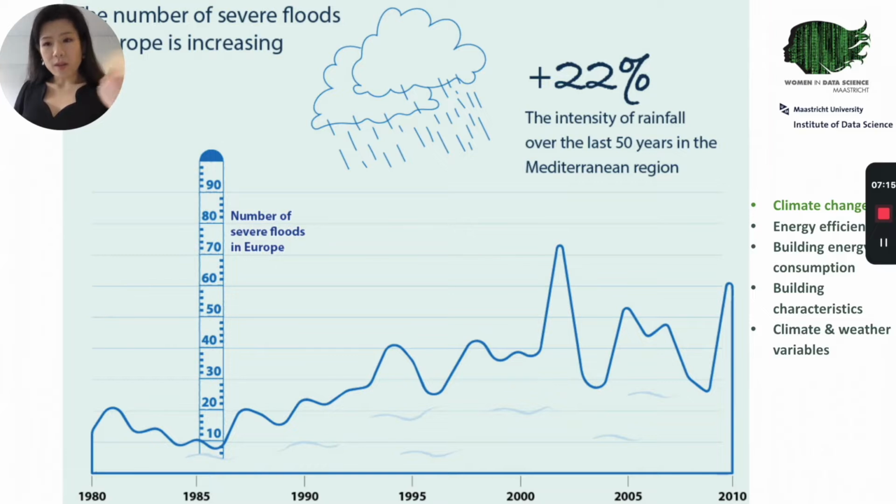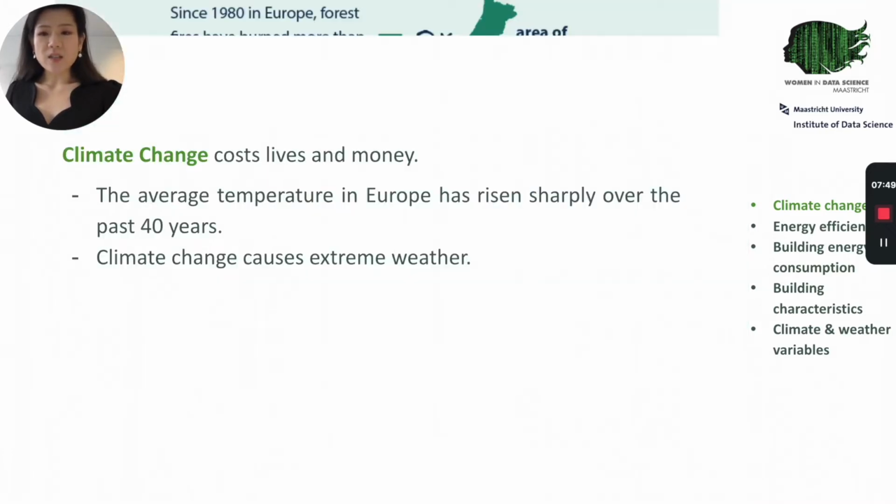And if you're living in Maastricht, in this area, I think everyone remembers what happened a few months ago. Like last year, there was a big flood, really serious flooding in the whole area, in the south of the Netherlands, and also in Germany and Belgium. As you can see from the statistics, there's a 22% increase. The intensity of the rainfall over the last 50 years in the region is increasing a lot.